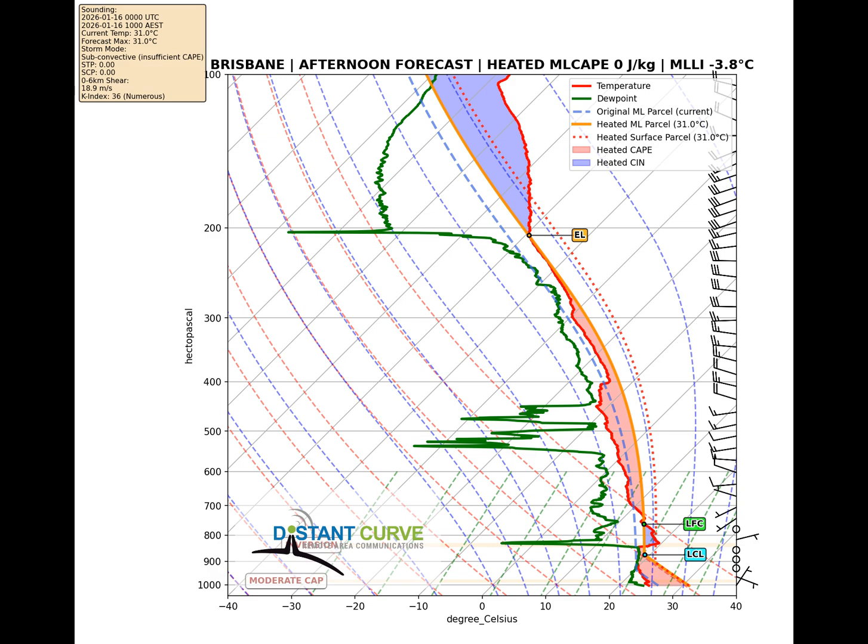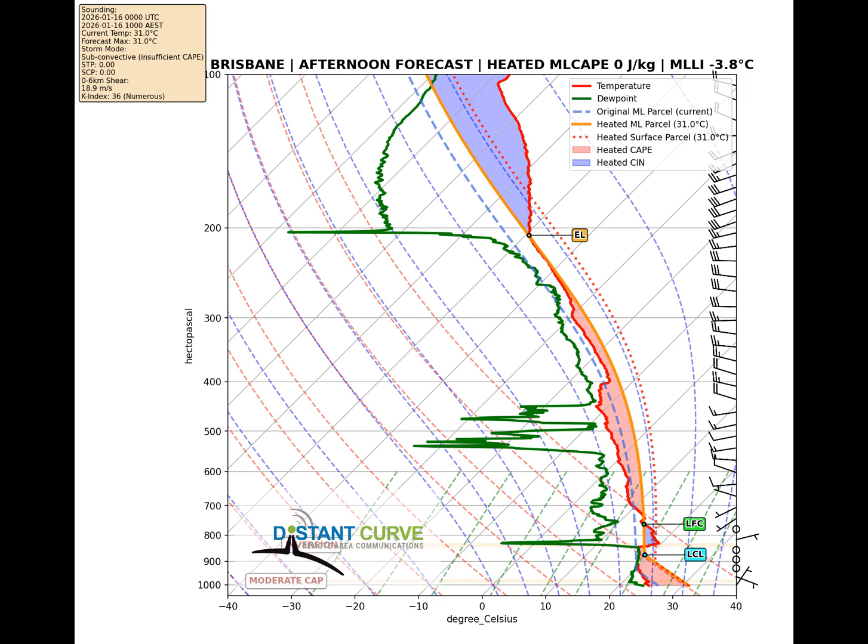The cap break temperature is forecast at 29.4 degrees Celsius, and with a high probability of 85% that we'll reach our maximum of 31 degrees, we are very likely to break through this cap this afternoon. The most unstable parcel path shows the greatest potential. If a parcel from lower levels gets lifted, it could release 957 joules per kilogram of CAPE.